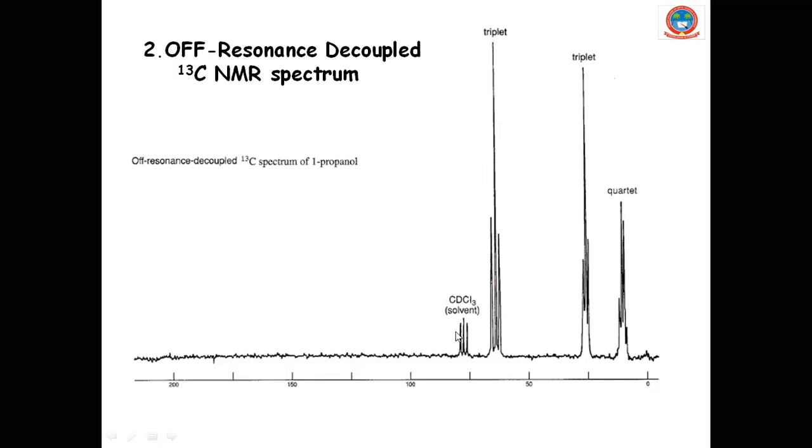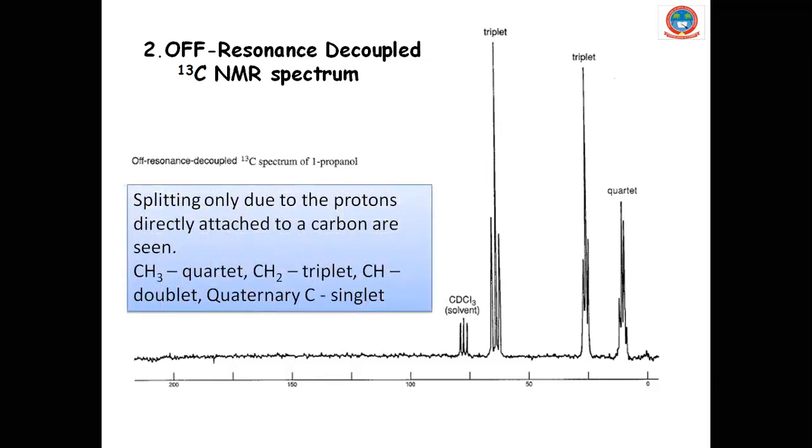We can go further with another example. You must remember this point: splitting is only from the protons which are directly attached to the carbon: one C, triplet, triplet, quartet. Based on this, you should be able to draw the groups also. If off resonance comes and they have given you triplet, quartet, triplet, doublet, then for triplet, which group will you draw? CH2. Very good. What about quartet? CH3. And for doublet?